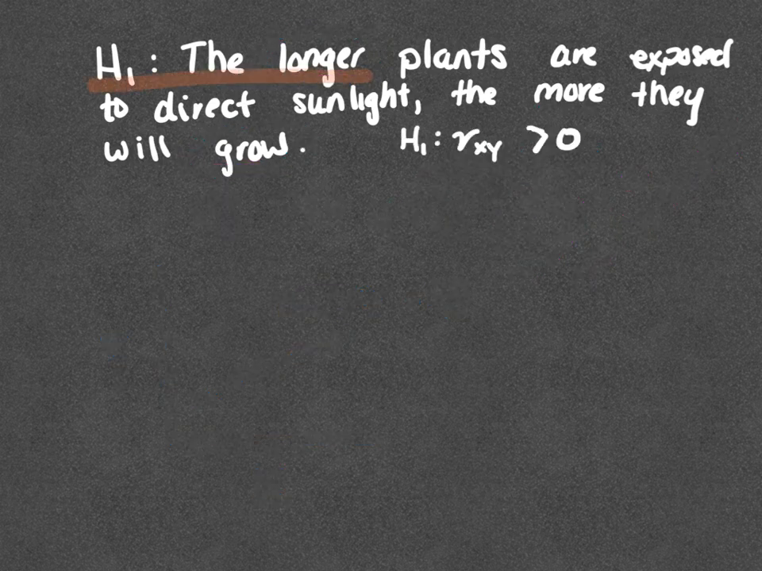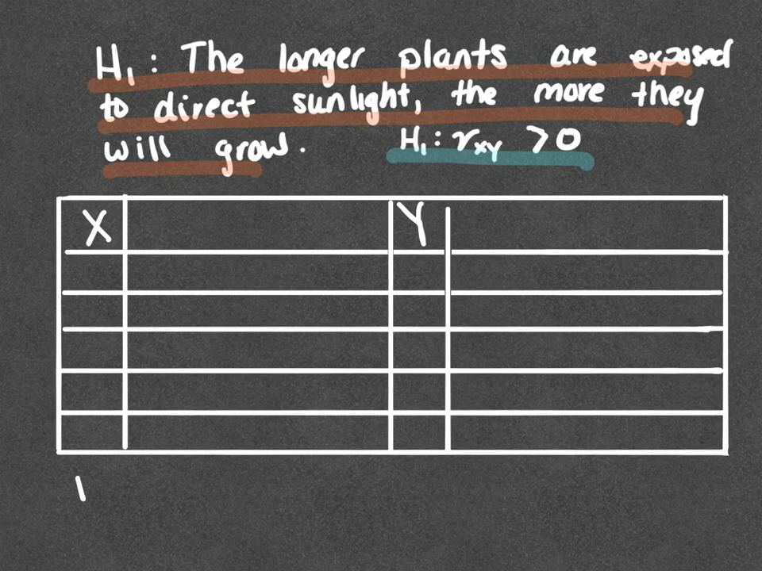So here's our hypothesis written in standard sentence format, and here it is in symbol format. Suppose we collect data on 5 plants. For x, I will use hours of sunlight. For y, I will use inches of growth.